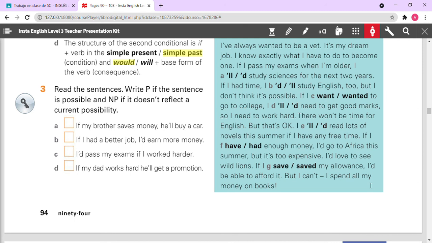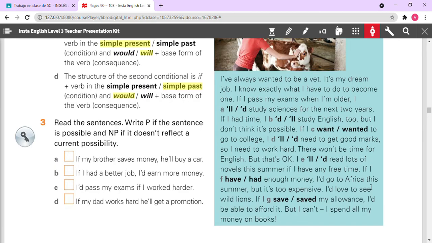I'd love to see wild lions. If I saved my allowance, I'd be able to afford it, but I can't. I spend all my money on books. I read this activity so that you can do it on your book.